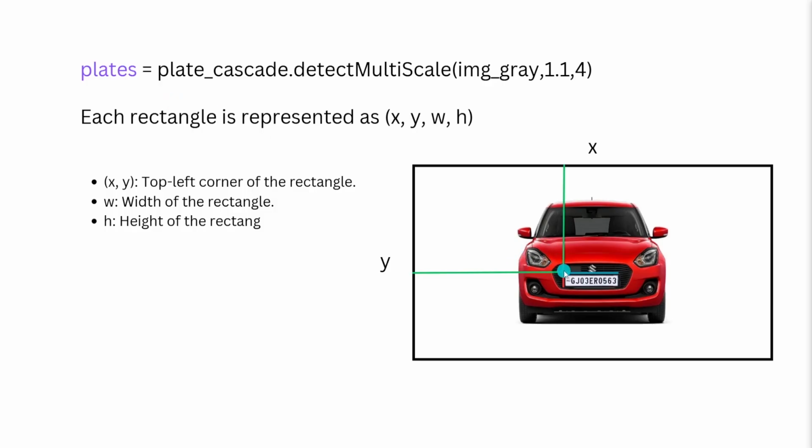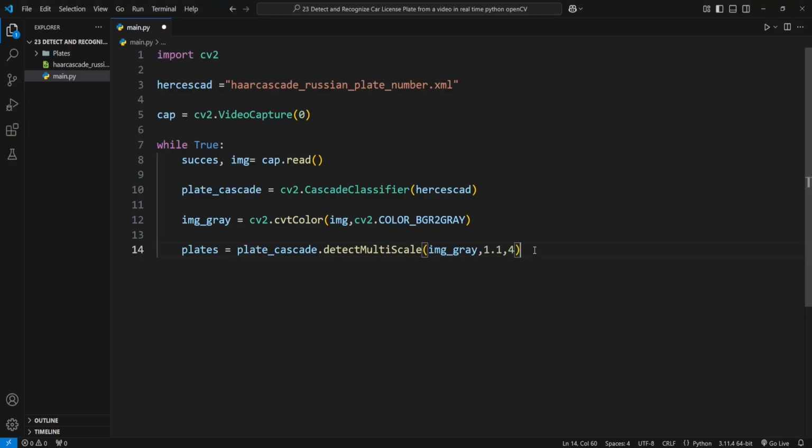Now using these values we are going to draw a real rectangle around this number plate. For that we are going to use a for loop. Now let's go back to Visual Studio Code. Now to draw the rectangle in each frame where a number plate is found, we need to use a for loop. For inside the round braces x, y, w, h in plates.